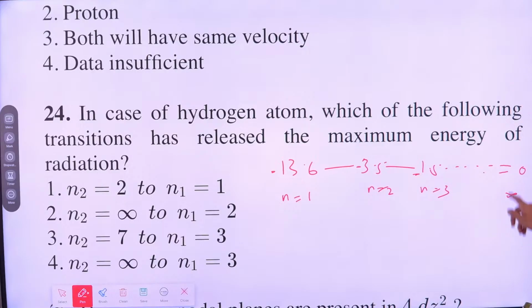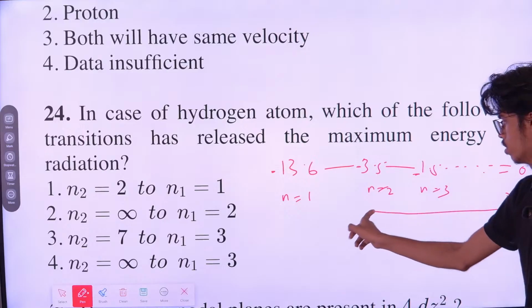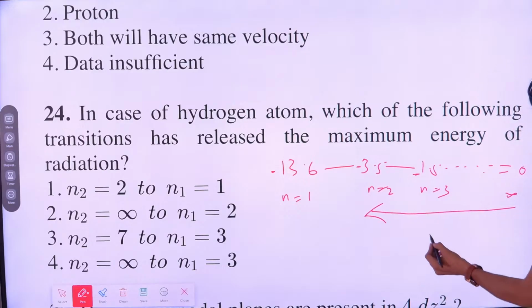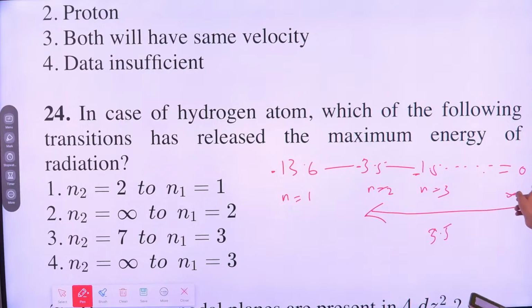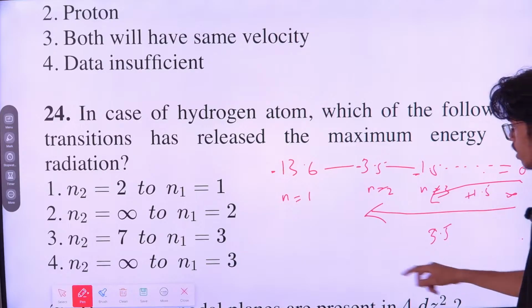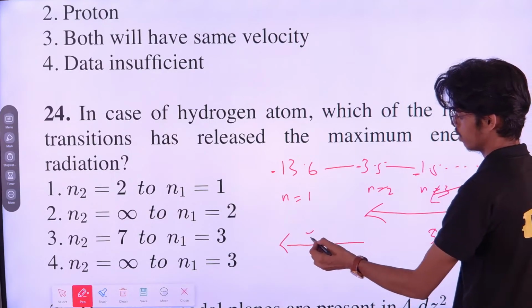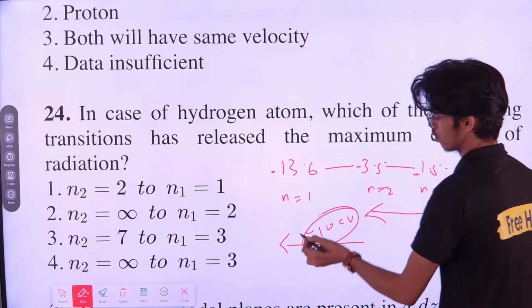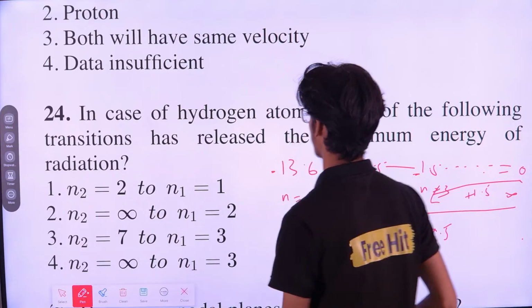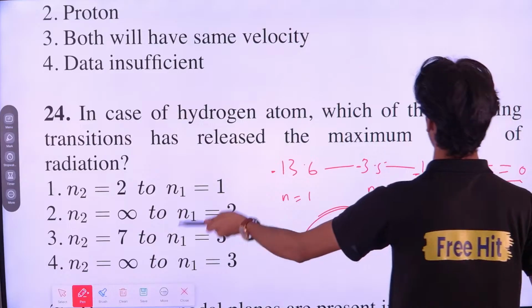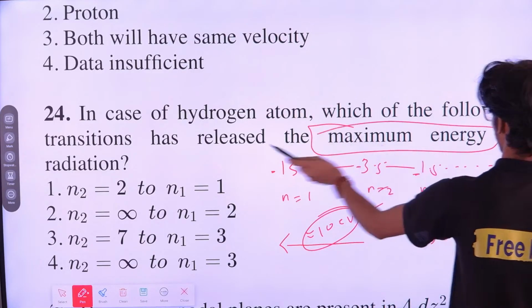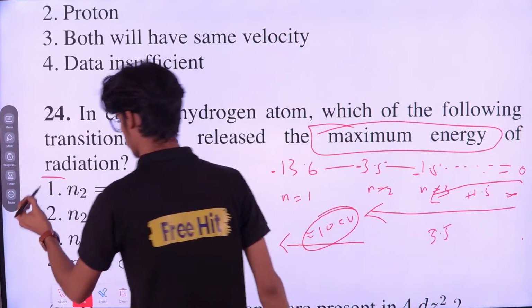So if you drop from infinity to 2, that gap is how much? Only 3.4. If you drop from infinity to 3, that is also only 1.5. But if you drop from 2 to 1, how much gap is there? Nearly 10 electron volts. So this is having the highest energy gap. In case of the hydrogen atom, which of the following transitions has released the maximum energy? We want maximum energy, so this will release the maximum energy.